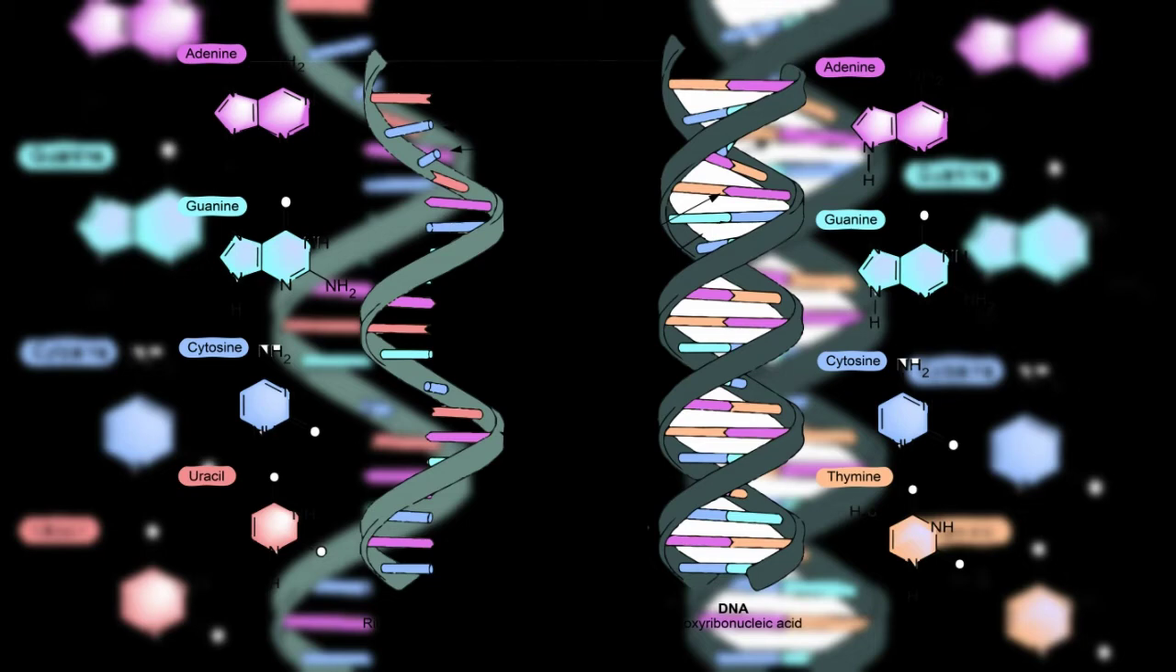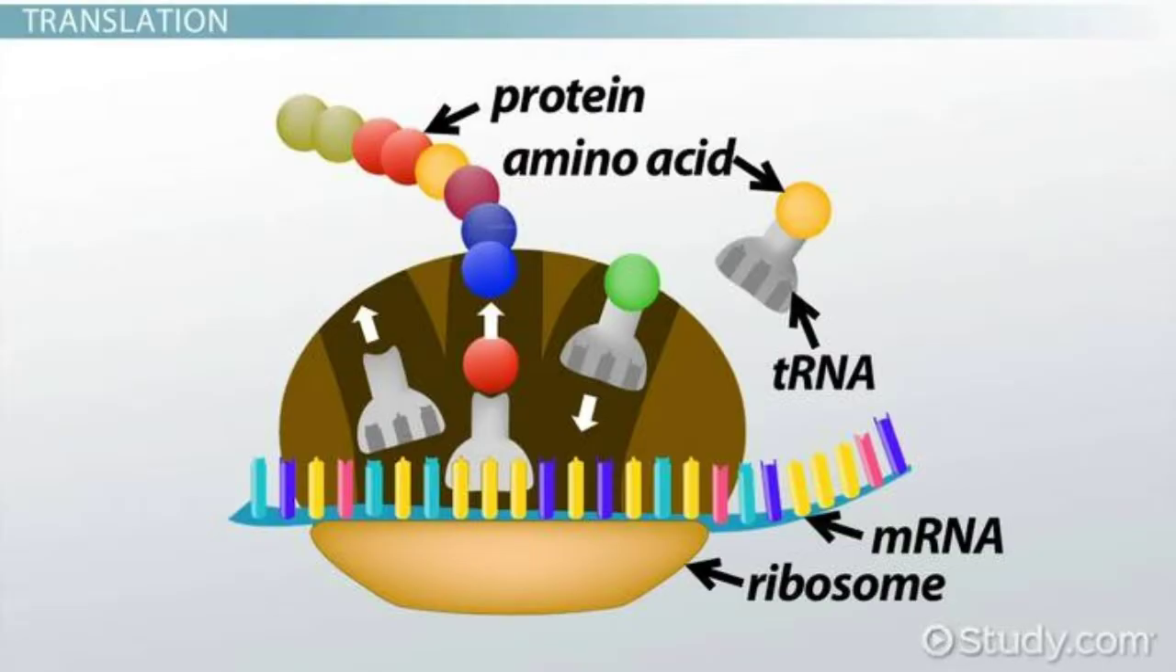Second step. Movement of mRNA out of the nucleus. mRNA moves out of the nucleus, through the nuclear pore, into the cytoplasm, where it attaches to the ribosome. The last step. According to the codons of mRNA, tRNA molecules with matching anticodons bring the required amino acids to the ribosome. The amino acids link together by peptide bonds and form the required protein.